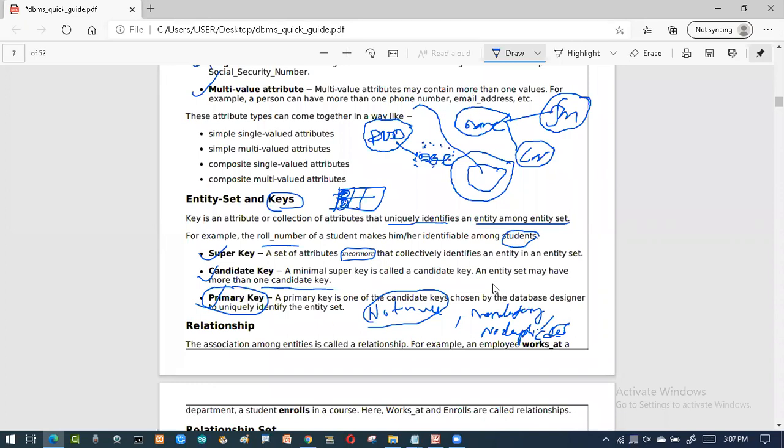So I will be selecting that concept as primary. So we call that a primary key. A primary key is one of the candidate keys chosen by the database designer to uniquely identify the entity set, in order to identify the set uniquely.